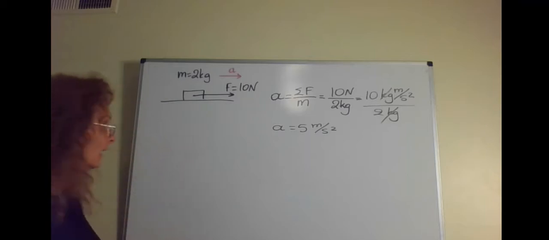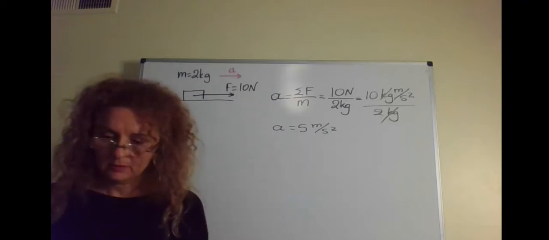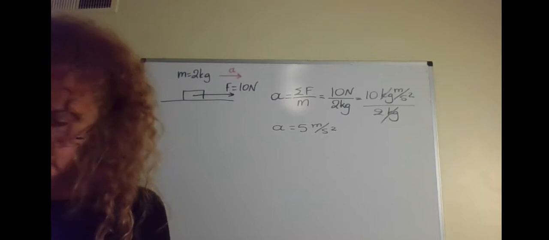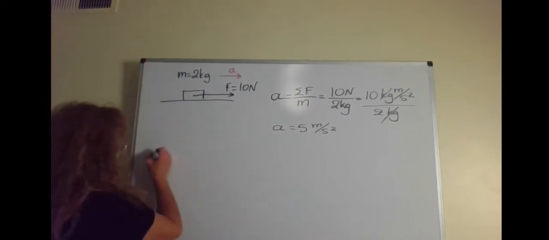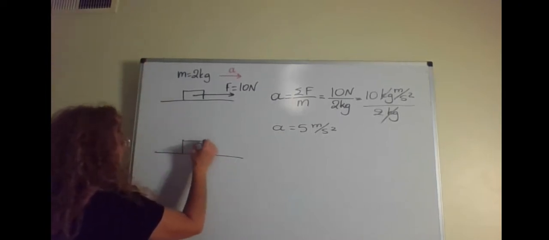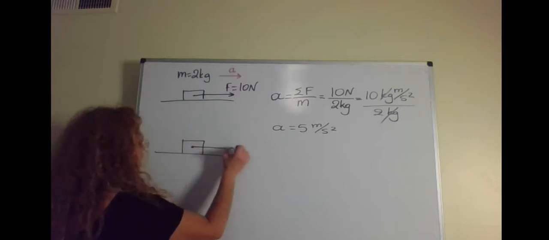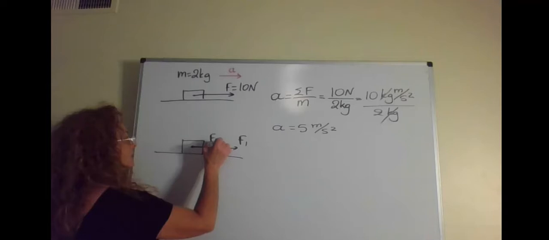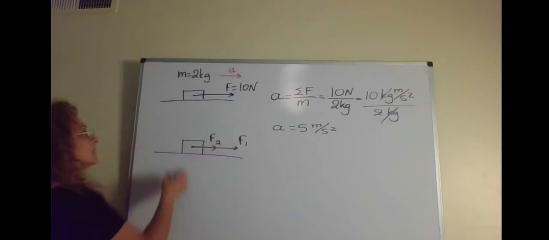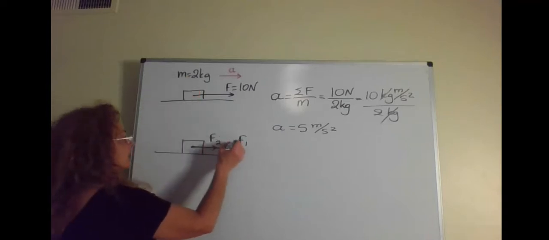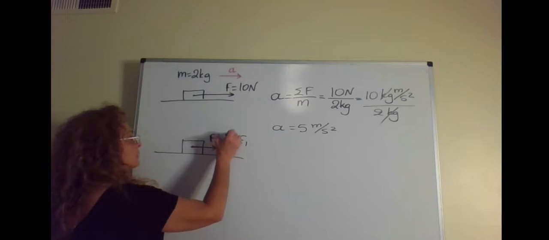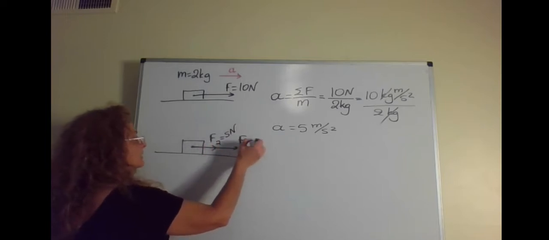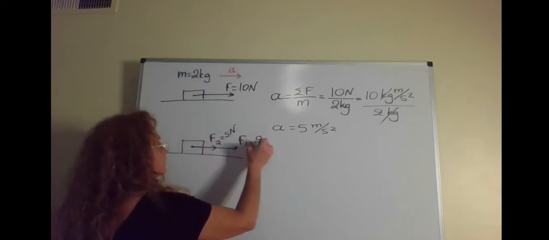Now, what happens if we have two forces, right? So we have two forces, and we have the same mass, and we have two forces, F1 and F2, the same direction, right? The mass is 2 kilograms. Let's say that F2 is 5 newtons and F1 is 9 newtons.